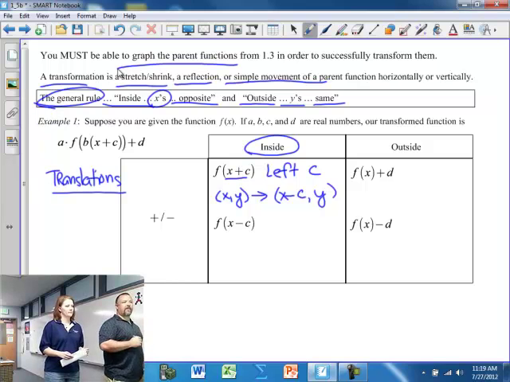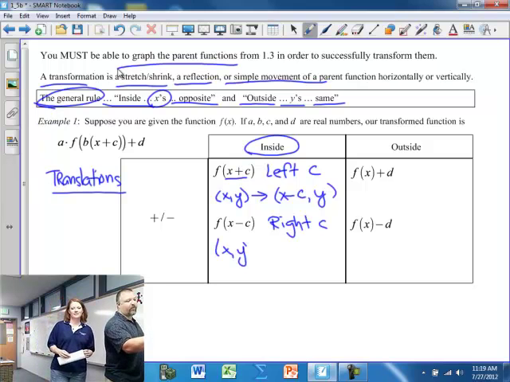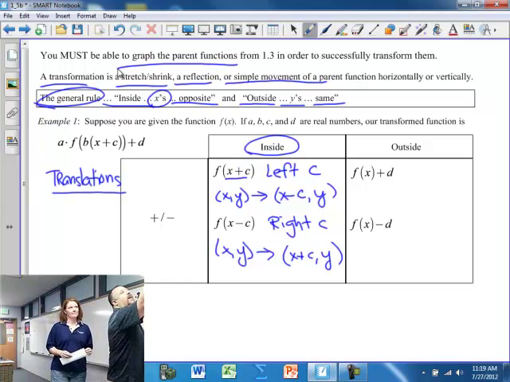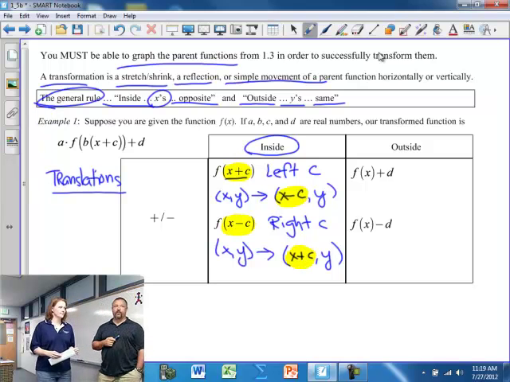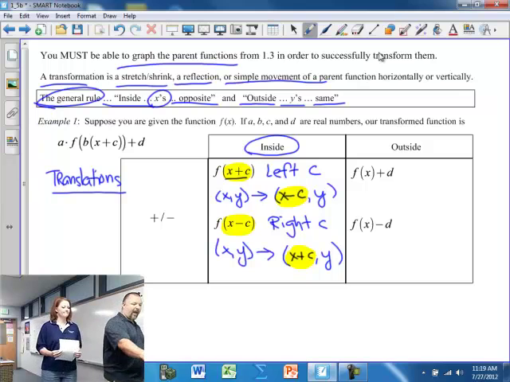So what about f of x minus c? Well, then we must be going to the right. We go right c. And that means that the original points x and y will turn into x plus c and y. Notice that the inside is opposite when we actually do this on the graph than what it was in the function.